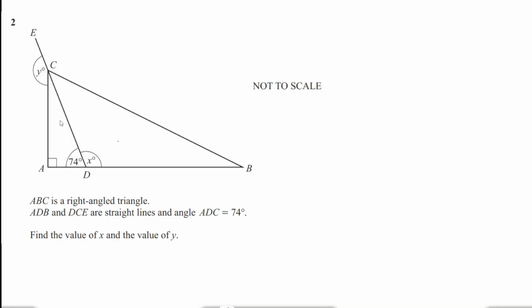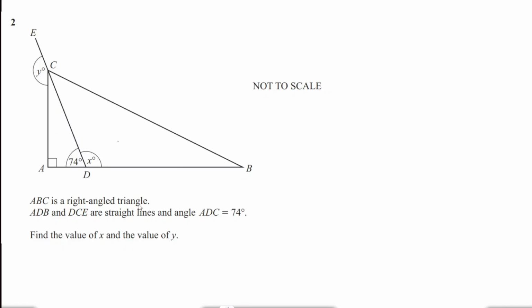The next problem. ABC is a right angle triangle. ABC is the full larger triangle, and ADB and DCE are straight lines. These are the straight lines which have been given here. We need to find the value of x and the value of y.